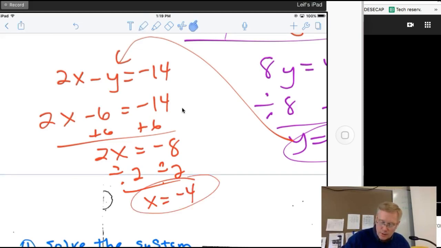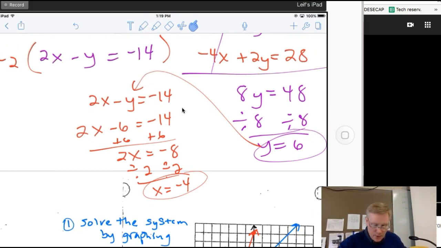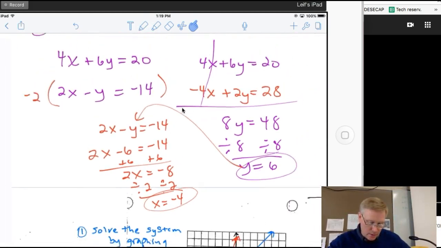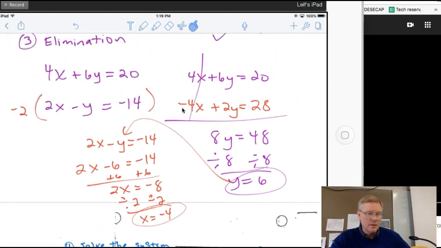So those are my answers, -4 and 6. And you should probably go check them. I already did this problem out a couple times. I know that's the right answer, so I'm going to skip the check part in the interest of time. Okay, so that was number 3.